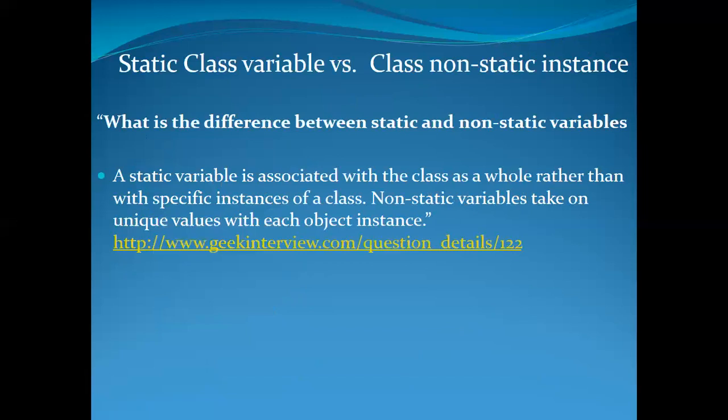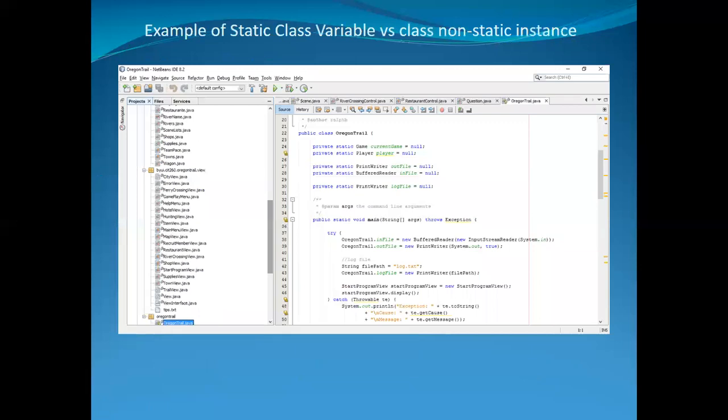So what's the difference between static and non-static? Well, I used this website to get this, but a static variable is associated with the class as a whole rather than with specific instances of a class. Non-static variables take on unique values with each object instance. In this example here in the Oregon Trail.java class, we need to create a new game and a new player, and those things are static, and basically static means that we can access them outside of the class. So we need to have that new game and that new player go outside that.